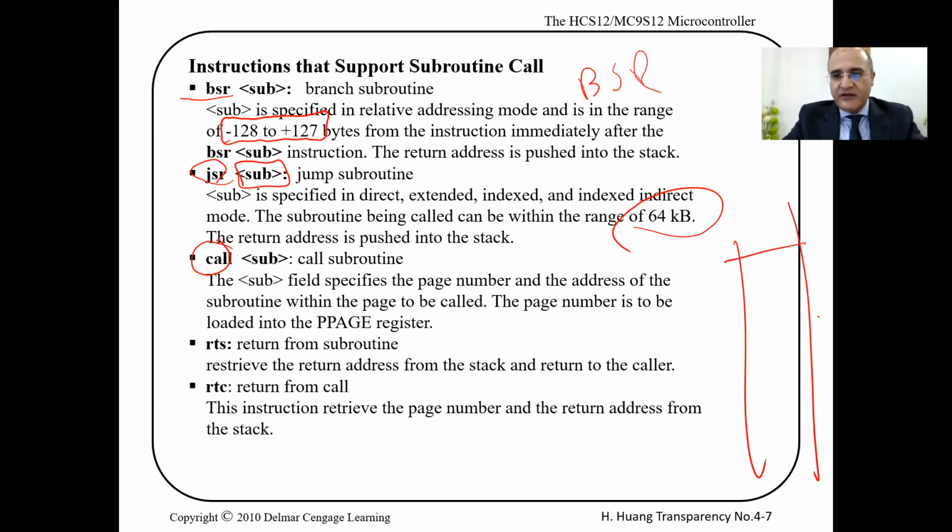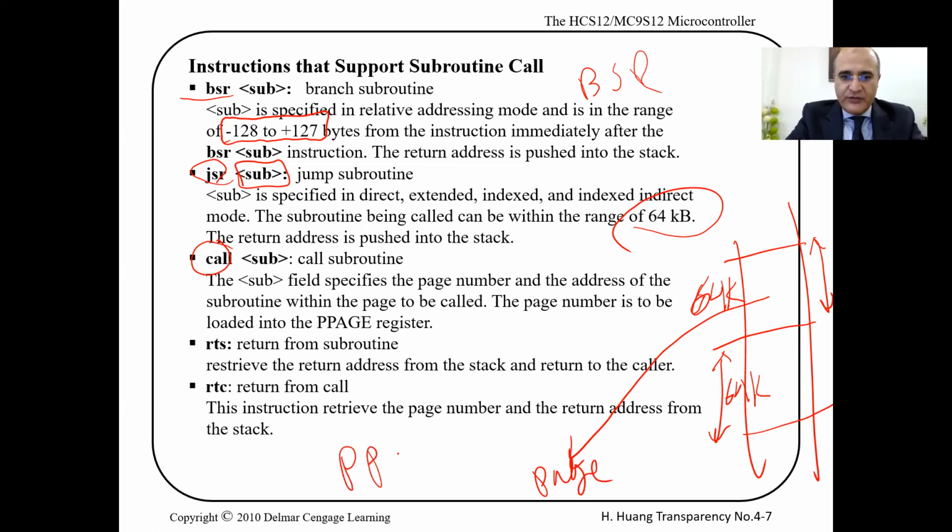You know, we said that the program memory is split into 64Ks, and each one of these we call a page. How do we change pages? There's a register called P page, and I'm not going to go into details here. But both the branch to subroutine and jump to subroutine can send you within these 65,000 locations to any location to branch to and execute some code over there.